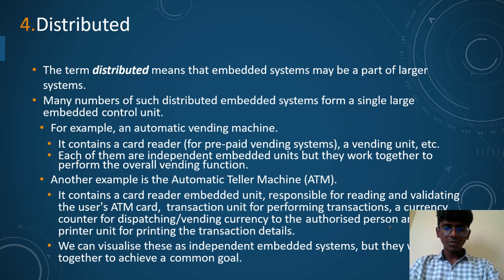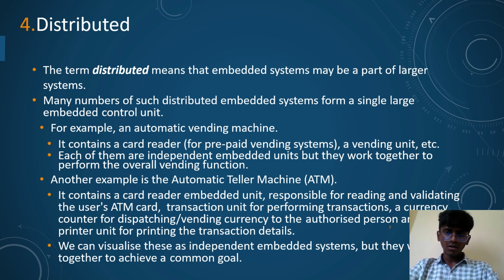For example, an automatic vending machine. It contains a card reader for prepaid vending machines, or a note scanner for these vending machines, a vending unit, etc. Each of them is an independent embedded unit, but they work together to perform the overall vending machine function. So in that sense, the vending machine contains many embedded systems which perform their individual tasks and are all connected together to perform a vending function. Hope you understood the concept of vending machine.